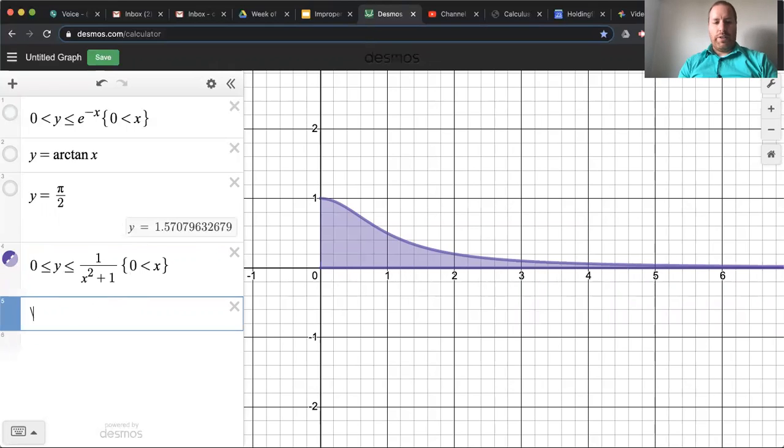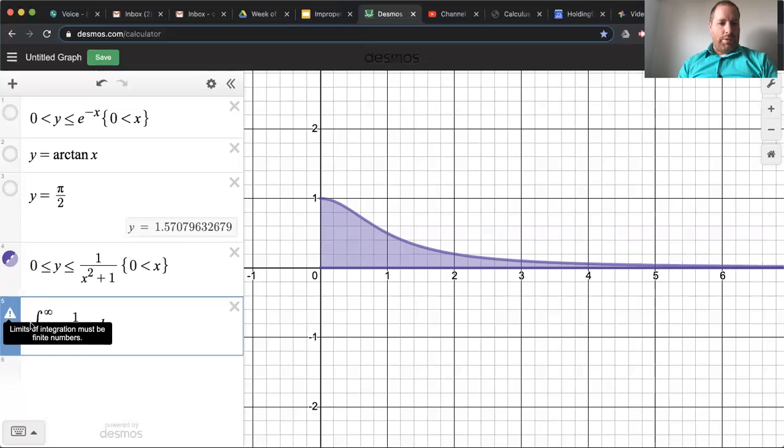Now, actually, I haven't tried this in here. So let's see if this will actually work. Integral from 0 to, let's see if decimals will do this, infinity of 1 over x squared plus 1. Nah. Let's see, what is it warning? Limits of integration must be finite. So in this case, you can't quite use Desmos to help you out because Desmos will not do improper integrals, since it can only do integrals with finite numbers. I'm going to guess that's the way they program it.